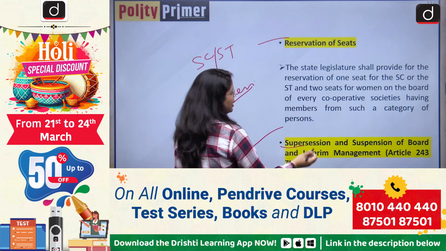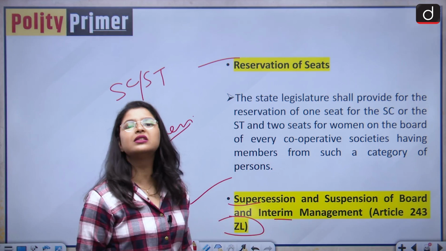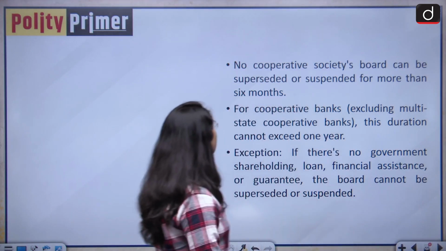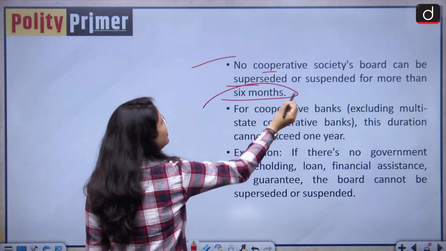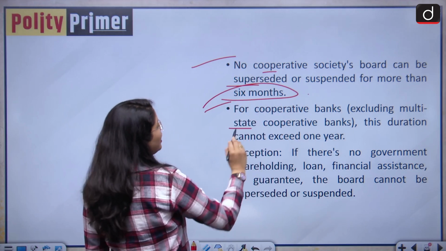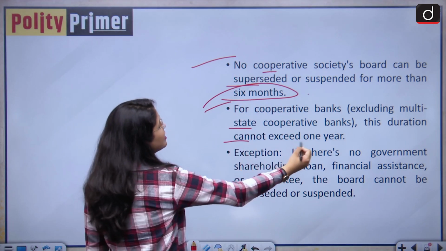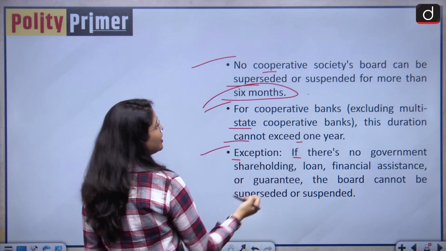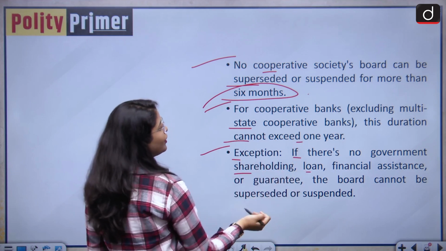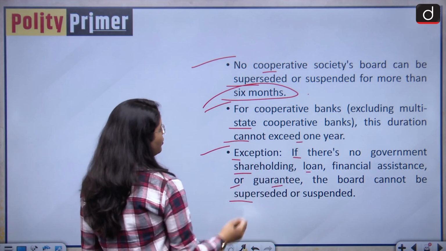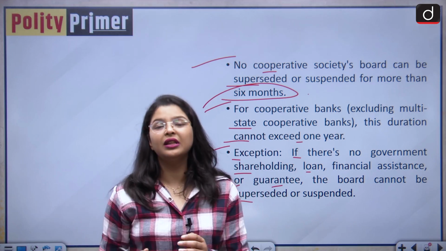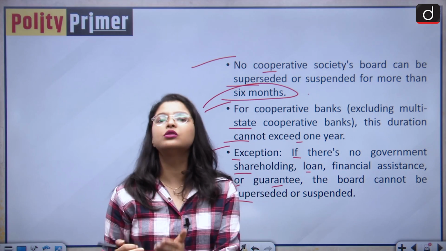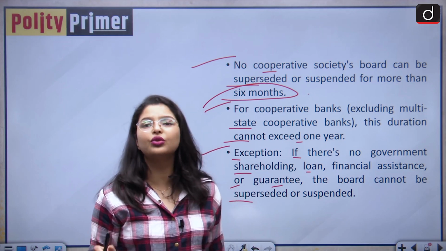Moving forward to the supersession and suspension of board and interim management, that is dealt under Article 243ZL. So basically no cooperative society's board can be superseded or suspended for more than 6 months. For cooperative banks, including multi-state cooperative banks, this duration cannot exceed 1 year, and there is an exception that if there is no government shareholding, loan, financial assistance or guarantee, the board cannot be superseded or suspended. So these are some of the restrictions that have been put on the board of the cooperative societies through this amendment.